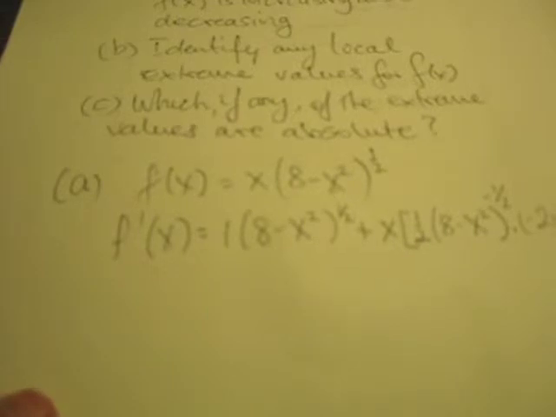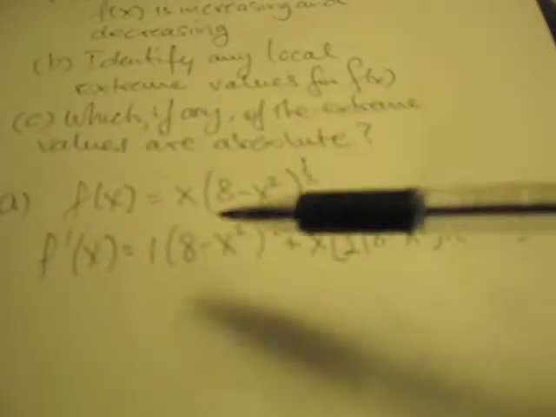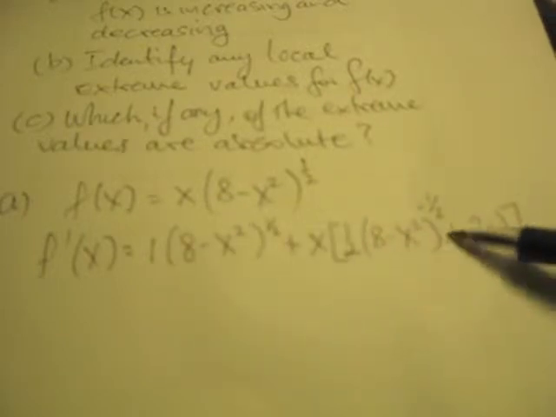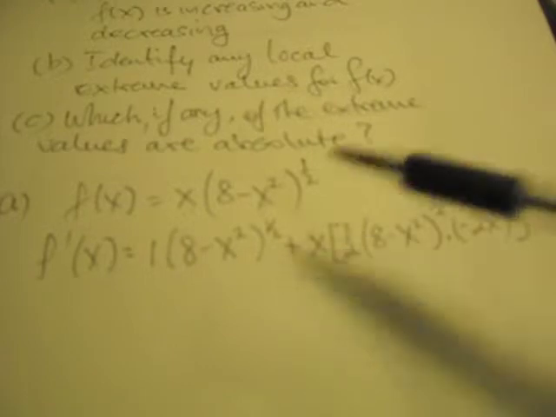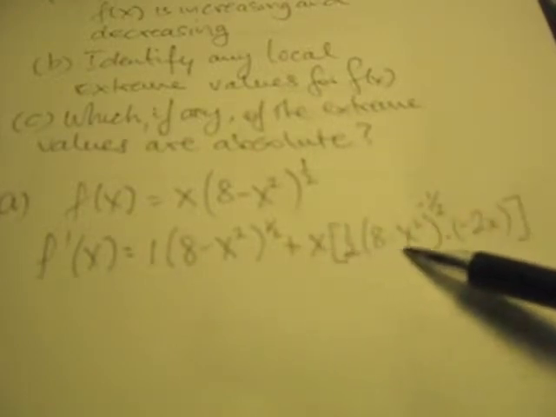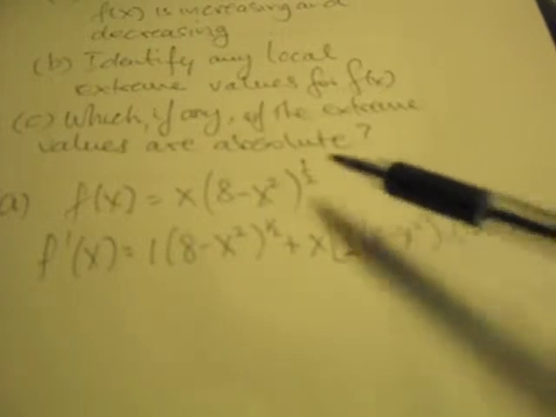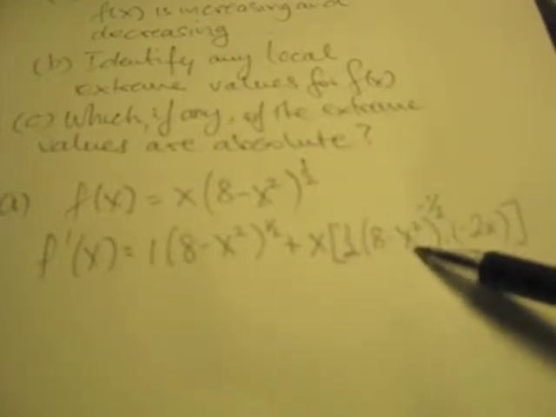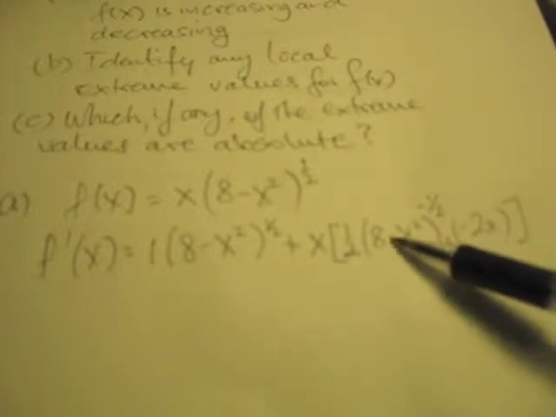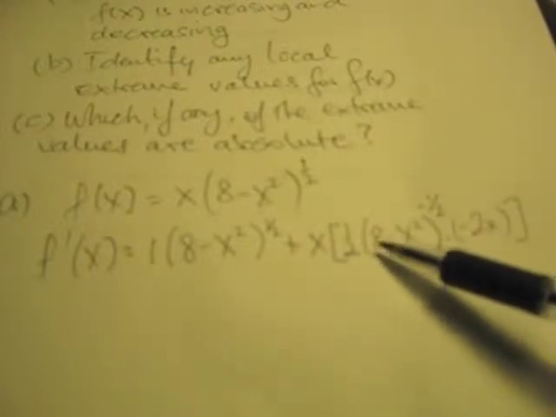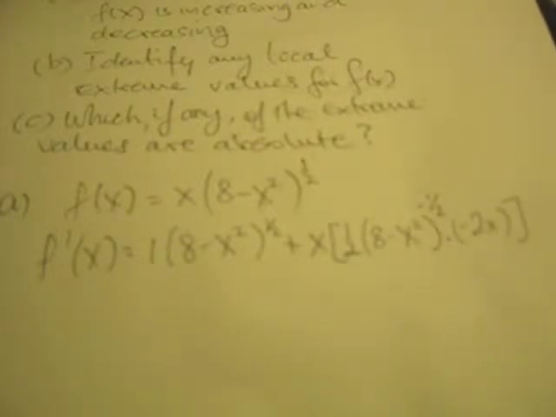And that will be our product rule with the chain rule. So notice it's the derivative of the first function x times the second function plus the first function times the derivative of the second function. Here requires the chain rule, and so you bring the half down, 8 minus x squared, take 1 off the exponent, gives us negative a half, multiplied by the derivative of negative x squared, because the derivative of 8 is 0, so it's negative 2x.